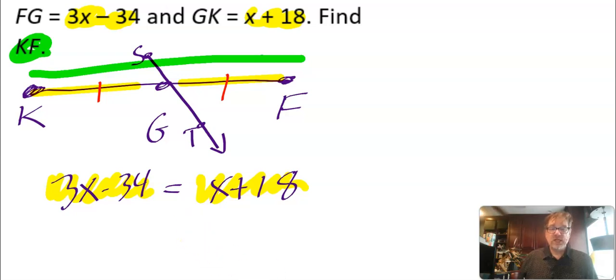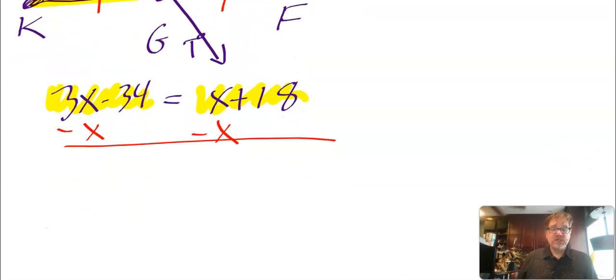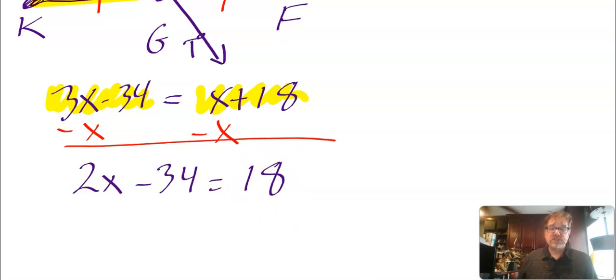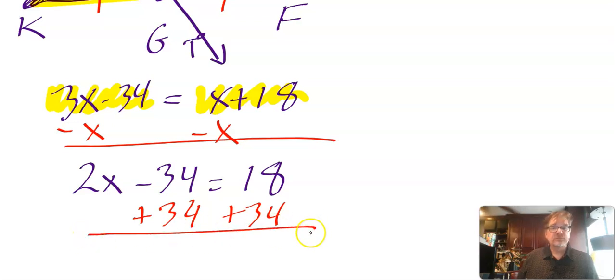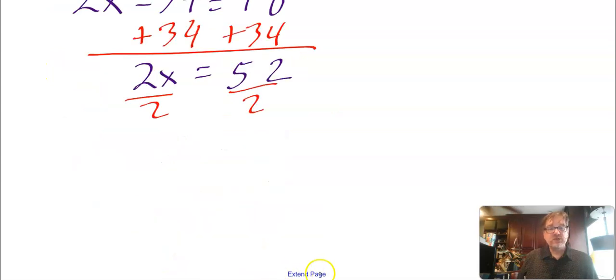Let's move the smaller x. So subtract x on both sides, minus x, minus x. So 3x minus x is 2x. Bring down that negative 34. x minus x is 0. It equals 18. Now let's add 34 to both sides. And we'll have 2x equals 52. Divide both sides of my equation by 2, and we get x equals 26.